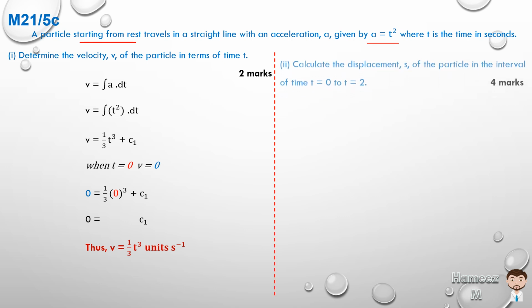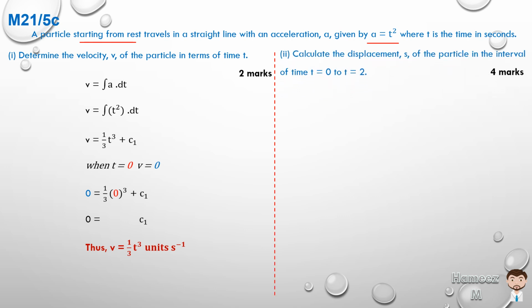Part 2. Calculate the displacement s of the particle in the interval of time t is equal to 0 to t is equal to 2. S is equal to the integral of v with respect to t between that time interval of 0 and 2. So this is a definite integral, and we know the upper and lower limits.